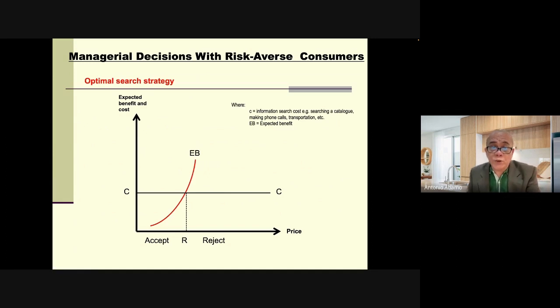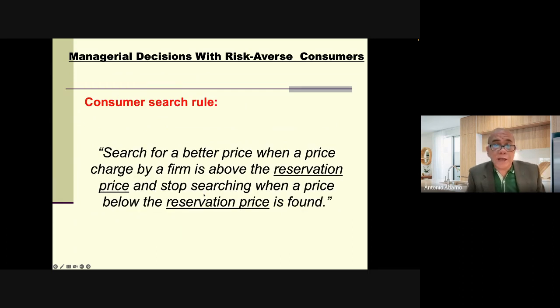Now, what is the decision rule? What is this particular intersection point? That particular intersection point is the consumer search rule, where we have to search for a better price when the price charged by the firm is above the reservation price.